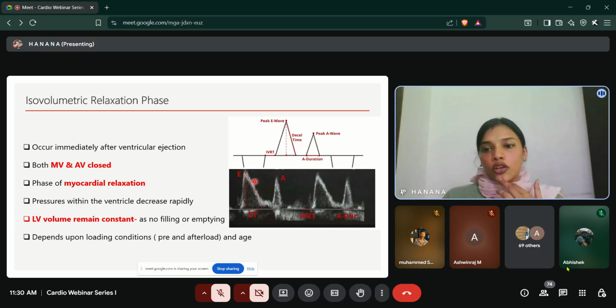So here we are seeing an echo image of the patient, where we have put the pulse wave Doppler in the typical 4-chamber view, and we are seeing a spectral Doppler display. This is a spectral Doppler display, and we are seeing an E wave and an A wave. E wave denotes the early rapid filling, and A wave denotes the atrial filling.